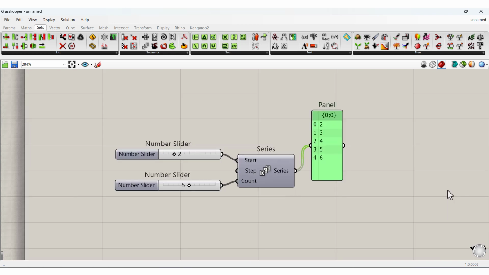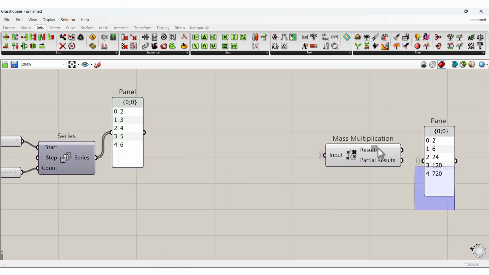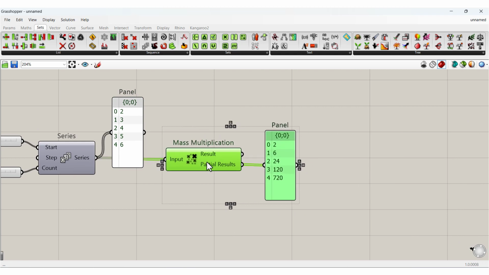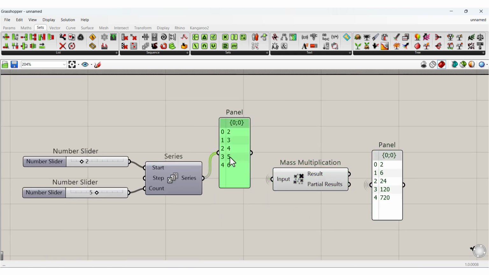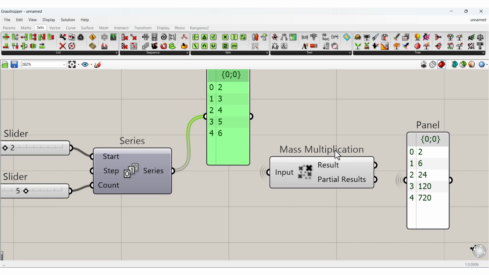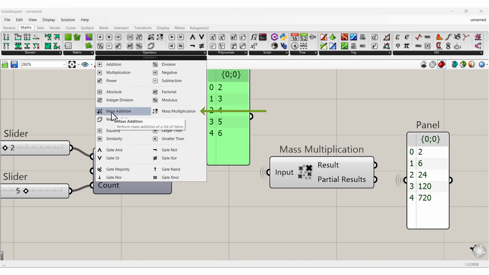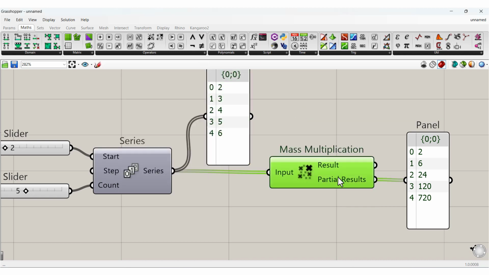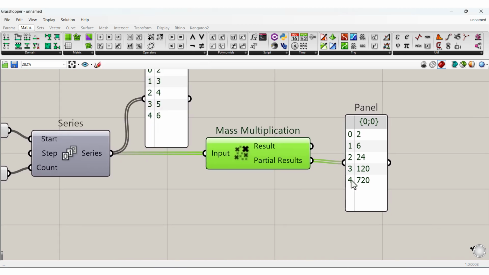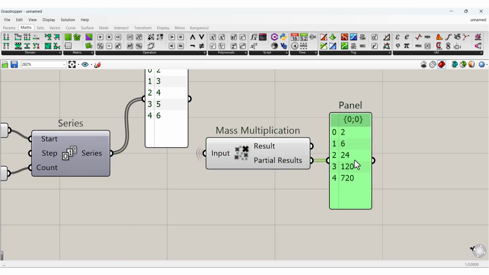Now, I already have the component that we're going to look at today, and that is mass multiplication. Under Math, Operations, there you have mass addition and mass multiplication. So this one is going to give us this result: 2, 6, 24, 120, etc.